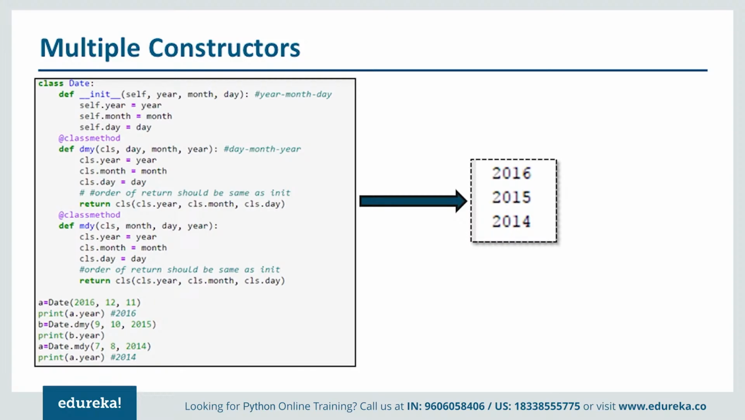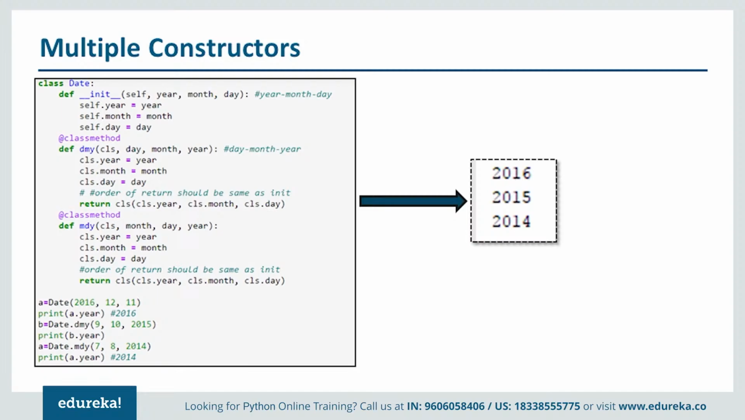Now when you do the initialization, when I say a is equal to Date(2016, 12, 11), this is an initialization which I am doing. Now I simply did a.year, which means I am trying to fetch the year attribute. If I say print a.month, then the month value will be printed, and if I say a.day, then the day value will be printed. This is happening because of the __init__ constructor.